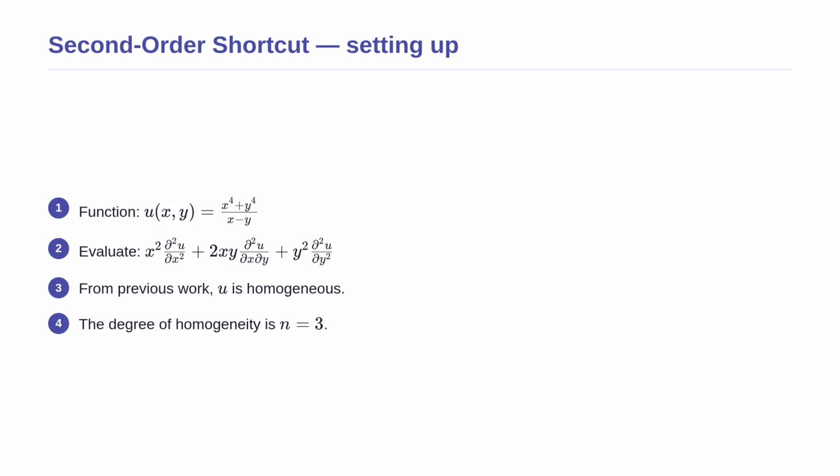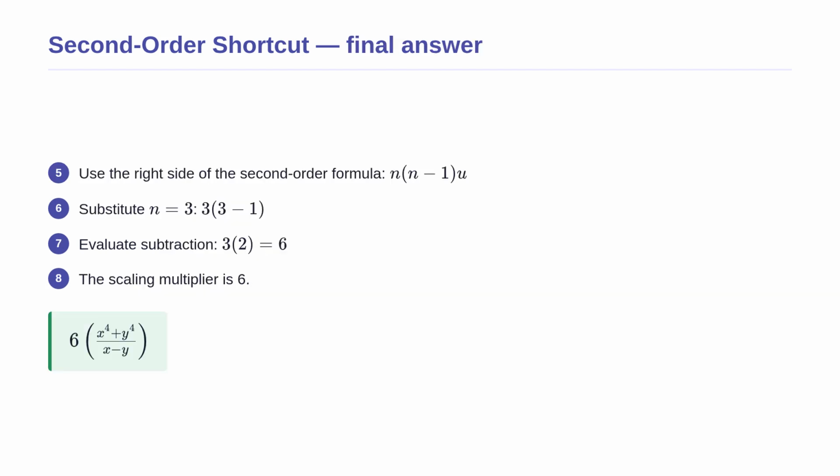However, we already know from our previous work that this specific function is homogeneous, and we already found that its degree n is 3. We can use this knowledge to completely bypass the calculus. Continuing with our shortcut, we simply plug our degree n equals 3 into the right side of our second-order formula, which is n times n minus 1. We evaluate the subtraction inside the parentheses first, giving us 2. Multiplying 3 by 2 gives us 6.